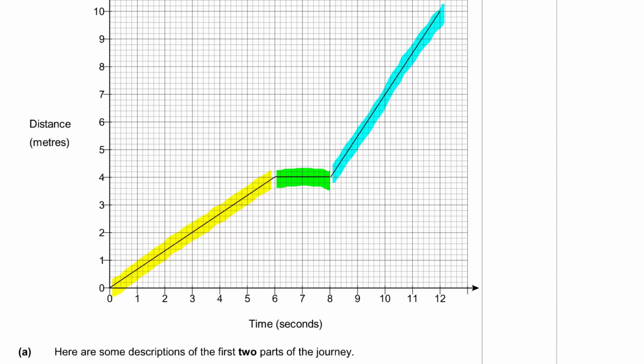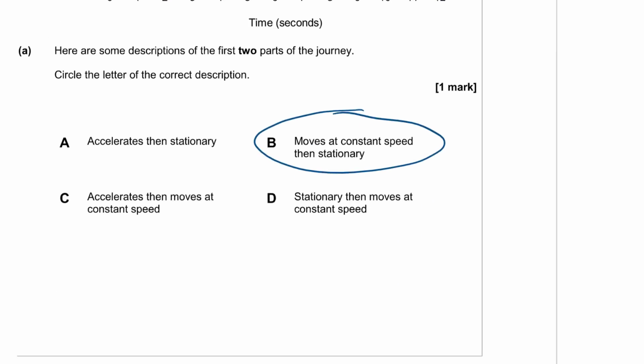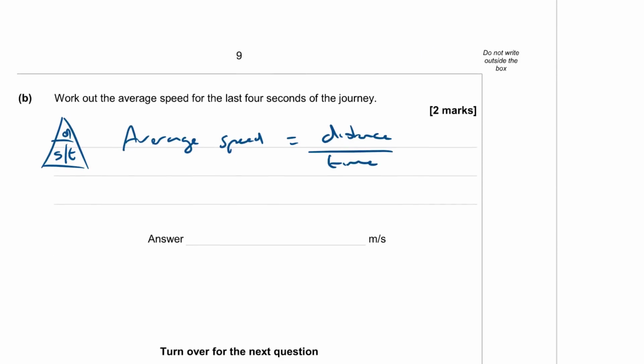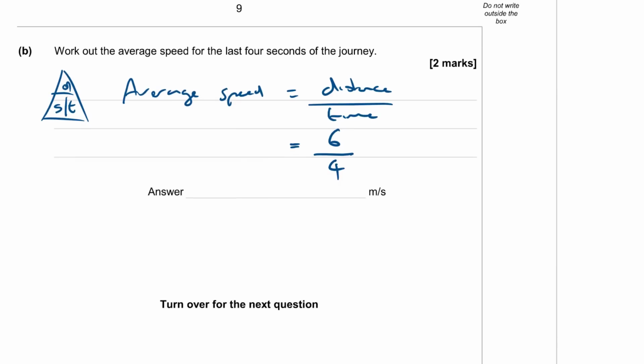Well, we know the time. The time is the 4 seconds. So this is how much time it takes, 4 seconds. And the distance travelled then is going to be the distance from 4 to 10, which is a distance of 6 meters. So it's gone 6 meters in 4 seconds. So then average speed is going to be our 6 divided by 4, which is 3/2 meters per second.